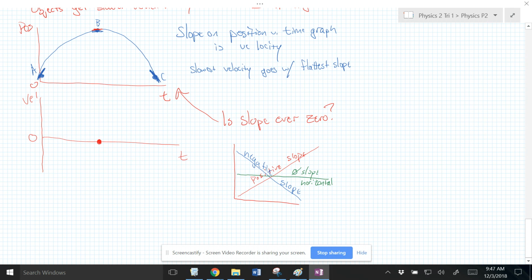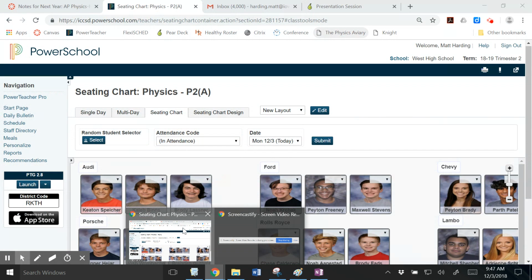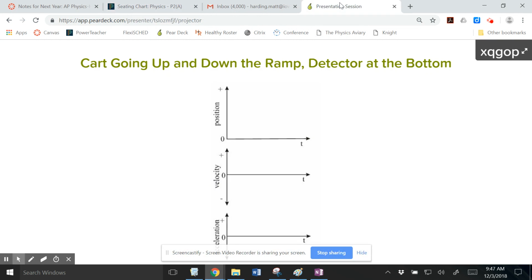So ponder that quick on the Pear Deck, and I'll see if you got any changes there. So again, you're going in, you're looking at your velocity time graph, being mindful of those things.